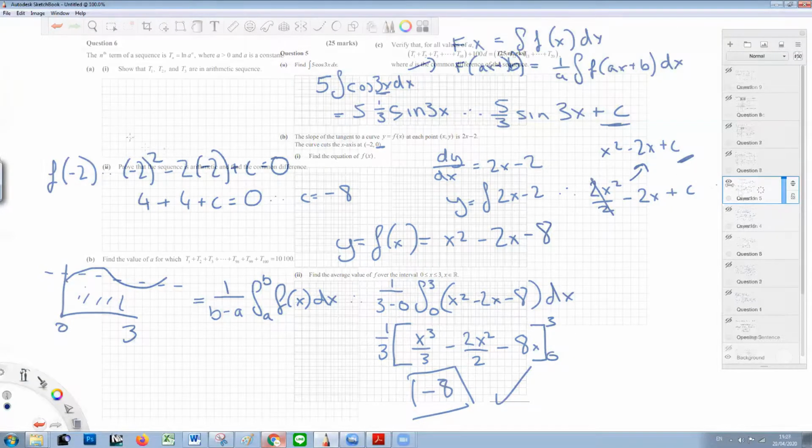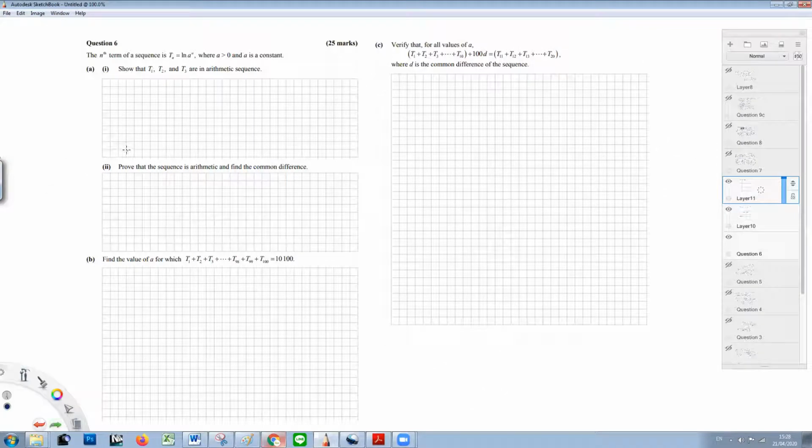Hopefully this question is question 6, and it starts off by saying the nth term of a sequence Tn is equal to ln A^n, where A is greater than 0 and A, we're told, is a constant. So the first thing we're told is show T1, T2, and T3 are in an arithmetic sequence.